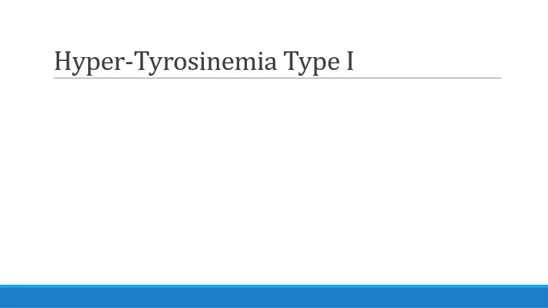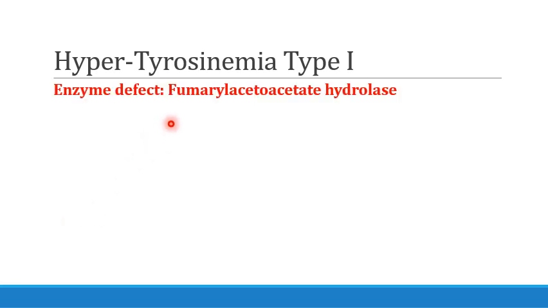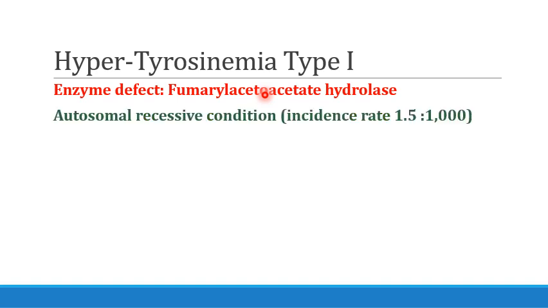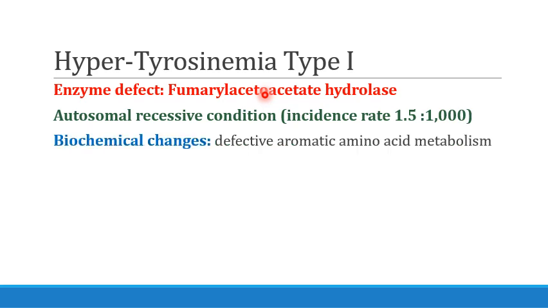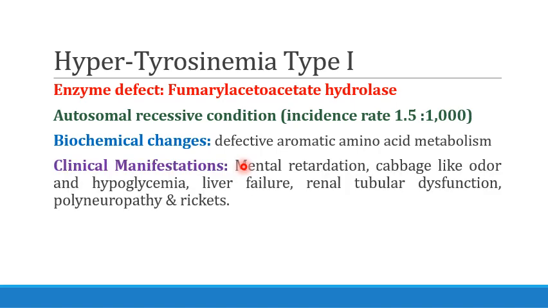Another inborn error associated with tyrosine metabolism is hypertyrosinemia type I, which is due to a defect in the enzyme fumarylacetoacetate hydrolase, which splits fumarylacetoacetate into fumarate and acetoacetate. It's an autosomal recessive condition with an incidence rate of 1.5 in 1000. Because of this enzyme defect, the biochemical change is mainly defective aromatic amino acid metabolism, that is, of phenylalanine and tyrosine.